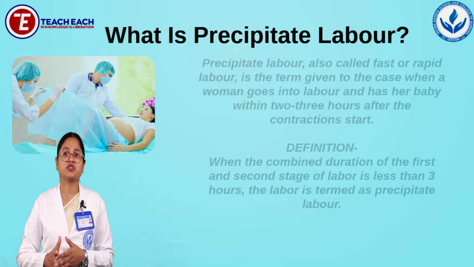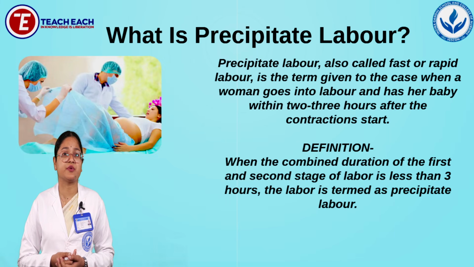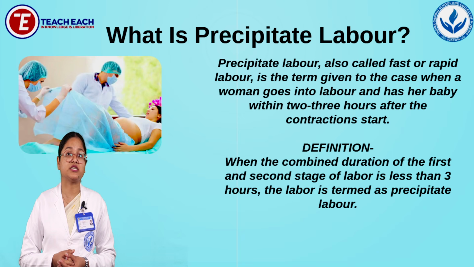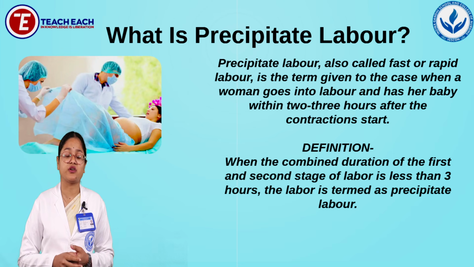Next we are going to see the definitions. What really is precipitate labor? Precipitate labor, also called fast or rapid labor, is the term given to the case when a woman goes into labor and has her baby within 2 to 3 hours after the contractions start.